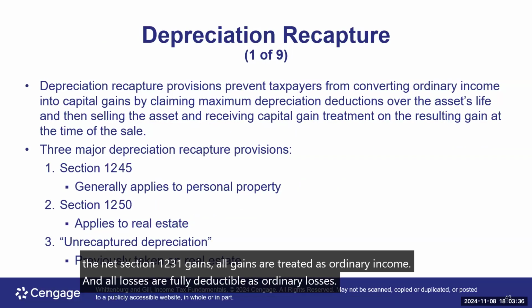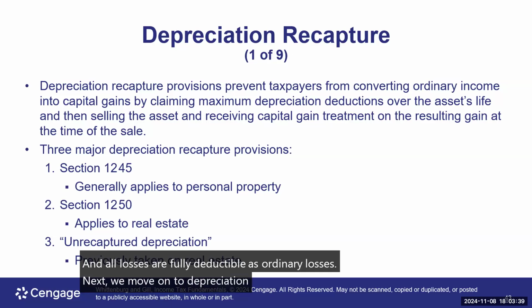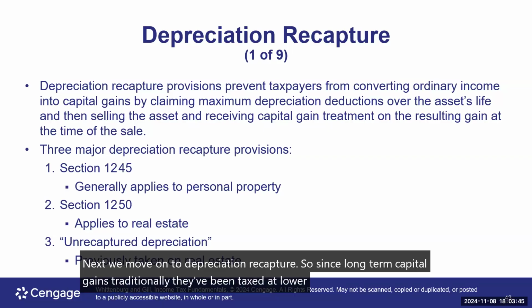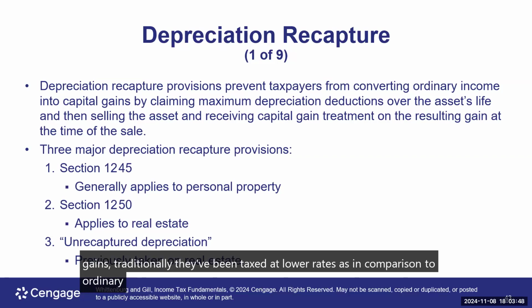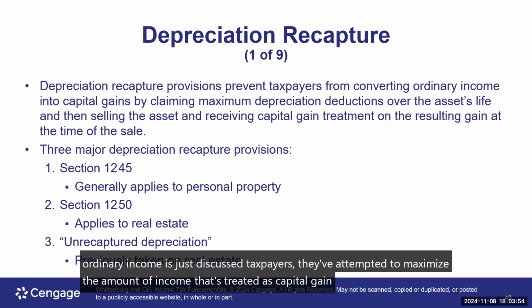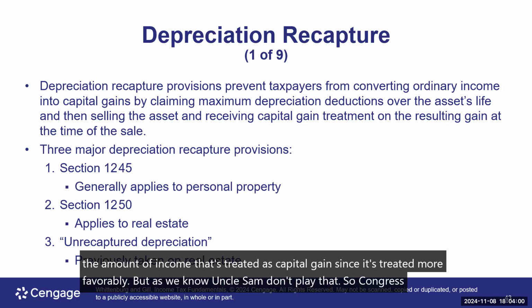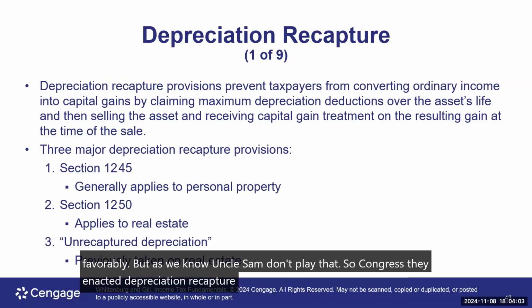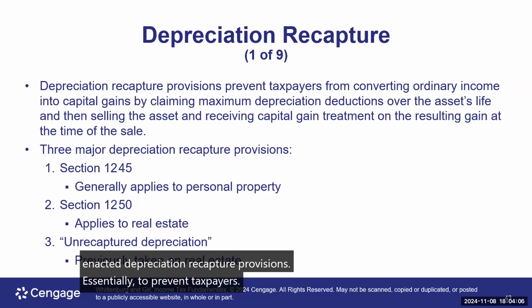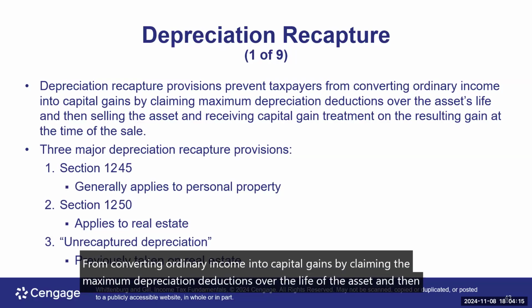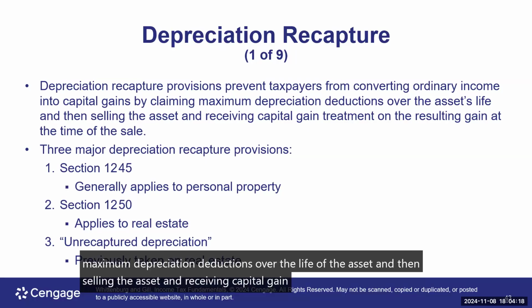Next, we move on to depreciation recapture. Since long-term capital gains have traditionally been taxed at lower rates in comparison to ordinary income, as just discussed, taxpayers have attempted to maximize the amount of income that's treated as capital gain since it's treated more favorably. But as we know, Uncle Sam don't play that. So Congress enacted depreciation recapture provisions essentially to prevent taxpayers from converting ordinary income into capital gains by claiming the maximum depreciation deductions over the life of the asset and then selling the asset and receiving capital gain treatment on the resulting gain at the time of the sale.